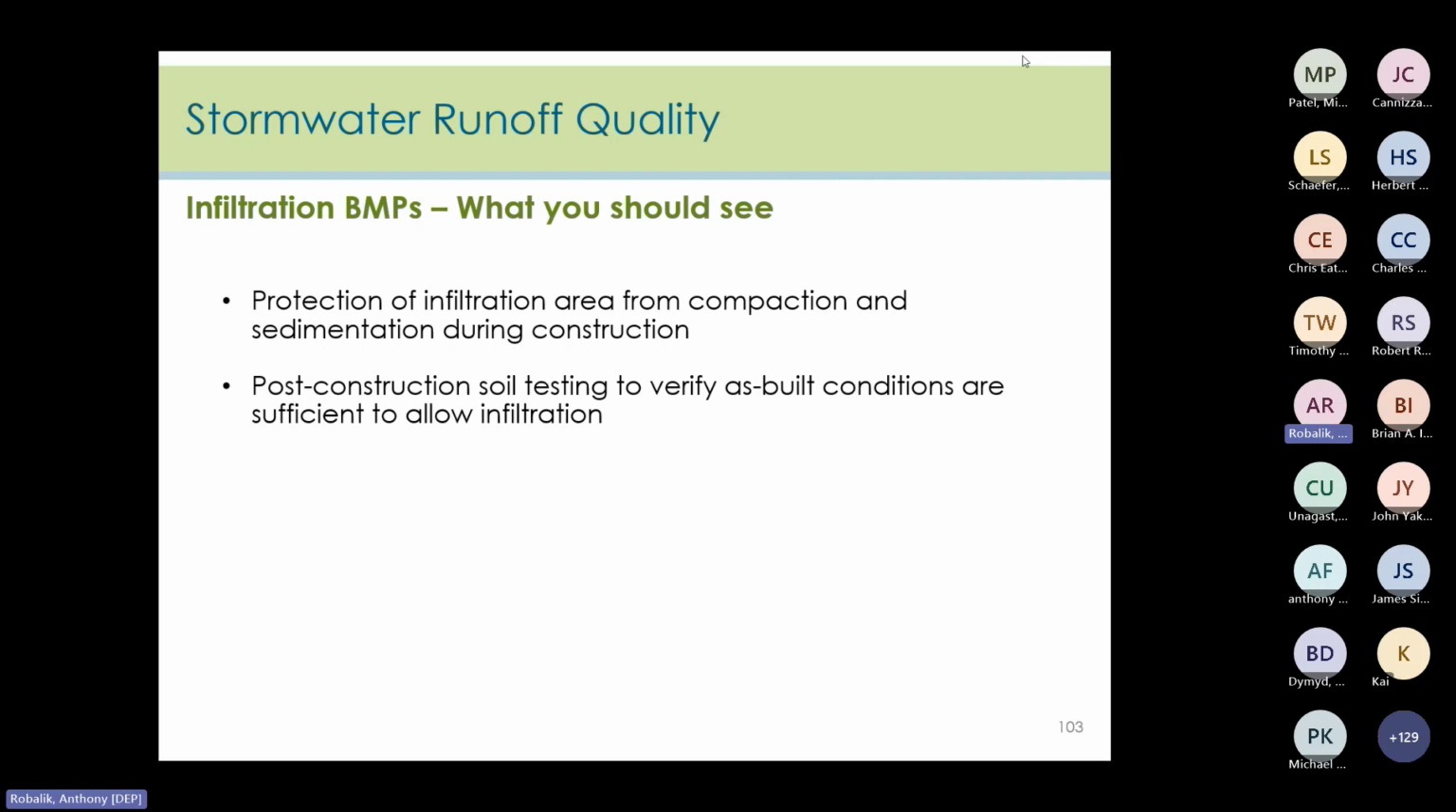So lastly, when reviewing infiltration basin designs, make sure that anti-compaction language is present, along with post-construction soil testing. It would be helpful to include the drain down time information also in the maintenance plan, so that it's easy to find in the future during maintenance activities.